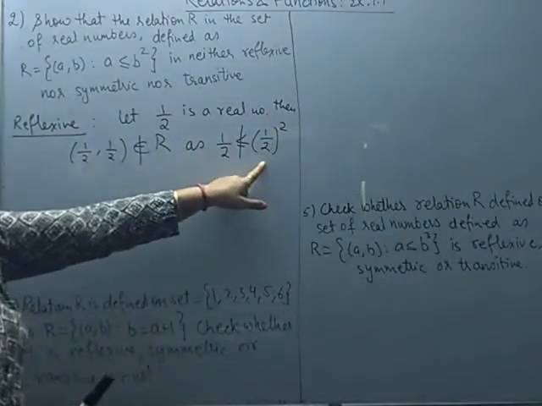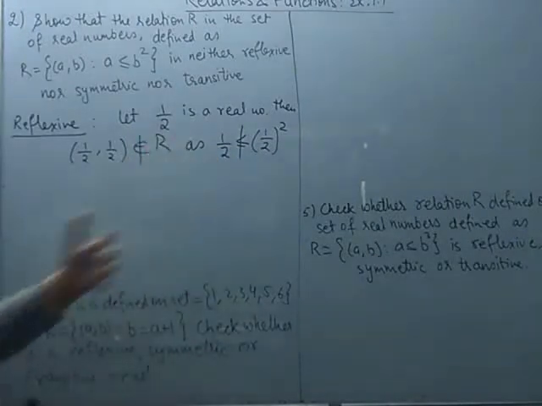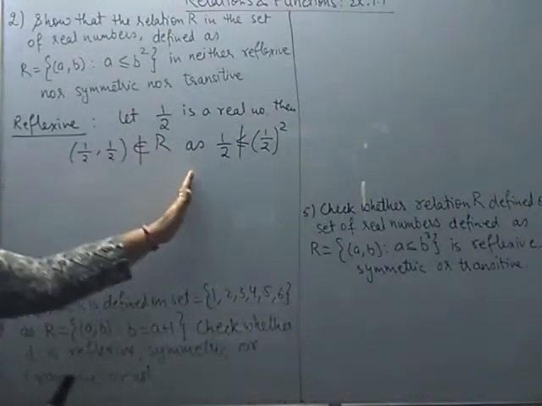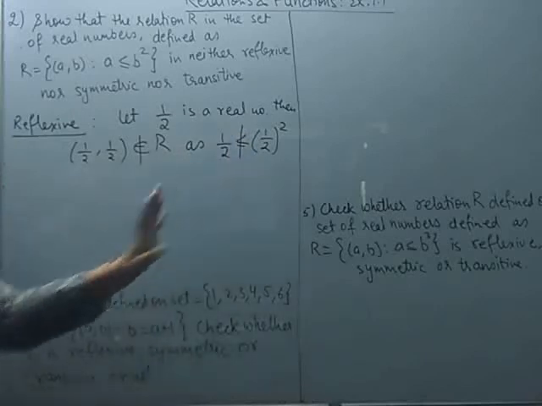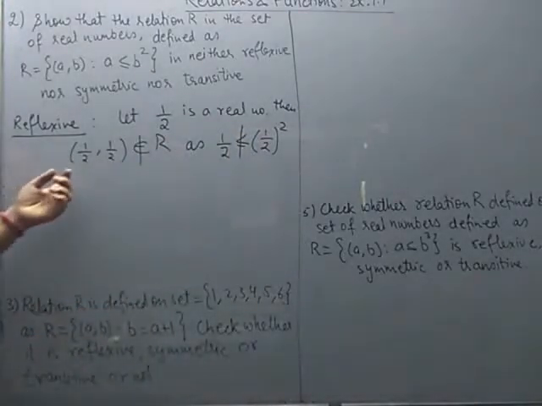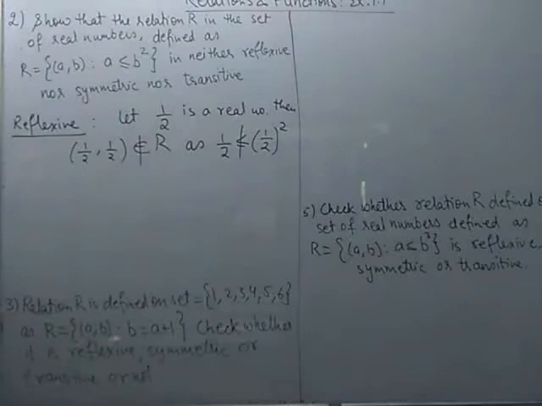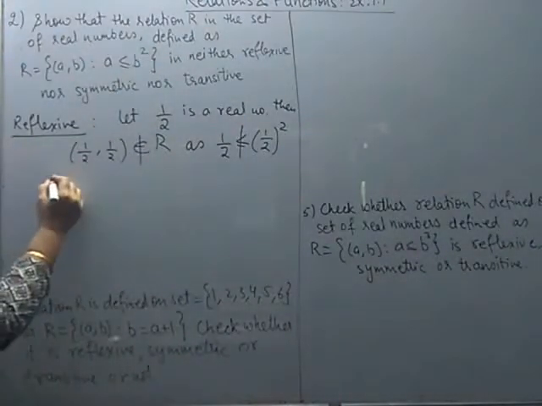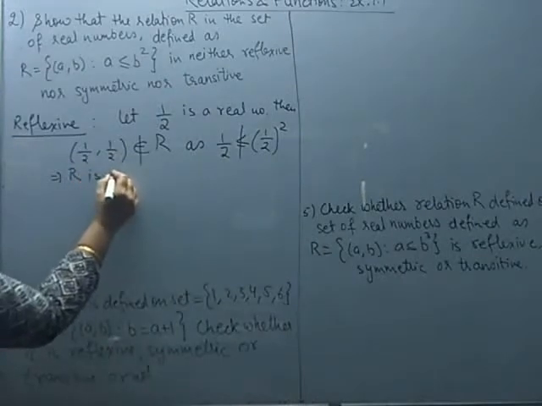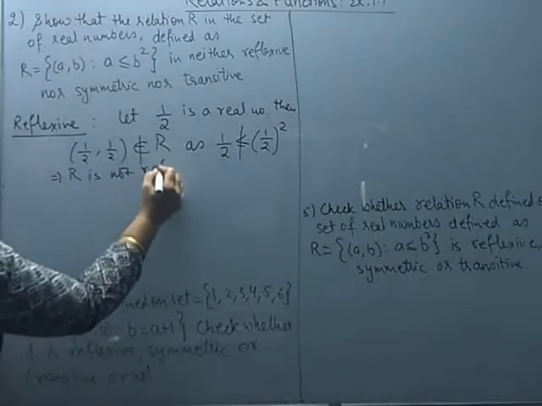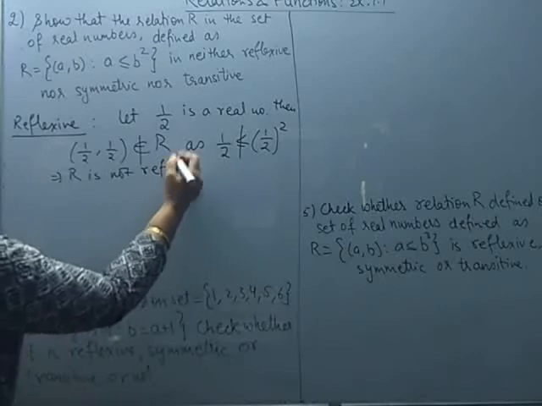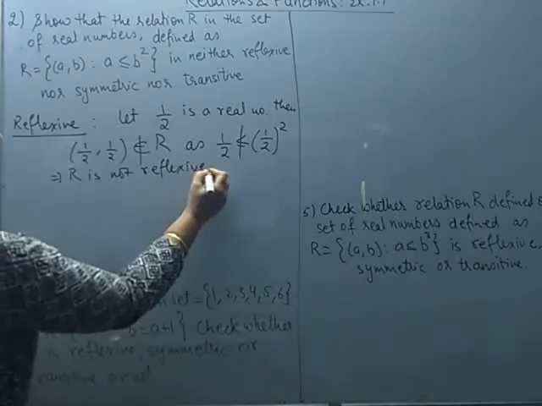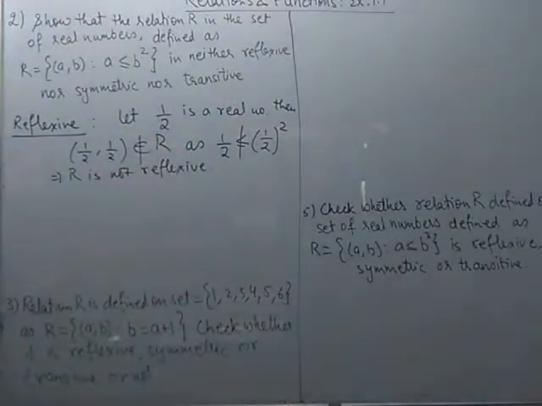Square of 1/2 is 1/4 and 1/2 is greater than 1/4. So 1/2 is neither equal to 1/4. It is not even less than 1/4. So we could quickly see one element which is not satisfying the given relation with itself. So this means R is not reflexive. So every time it is not satisfying the given condition, you can justify your result with an example.